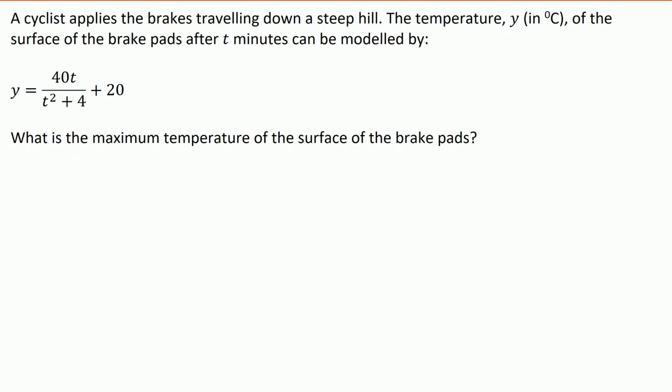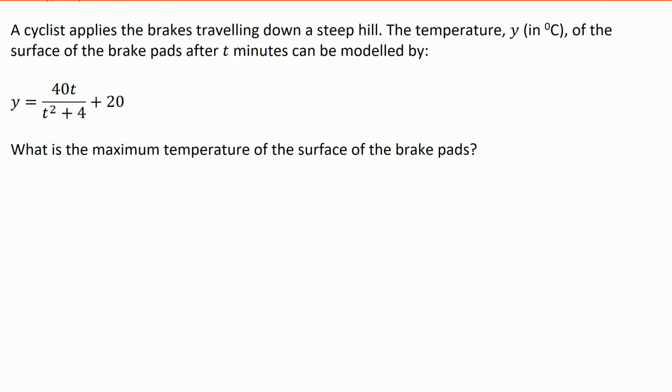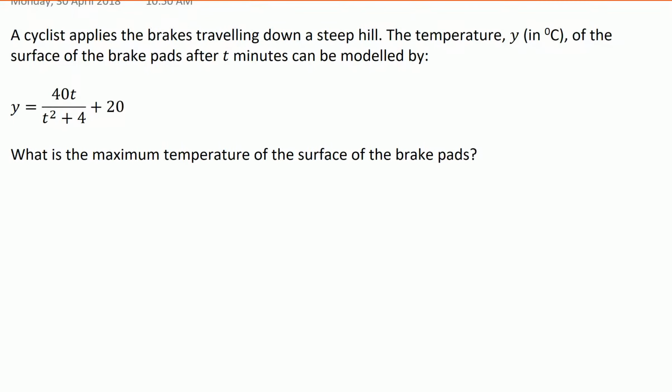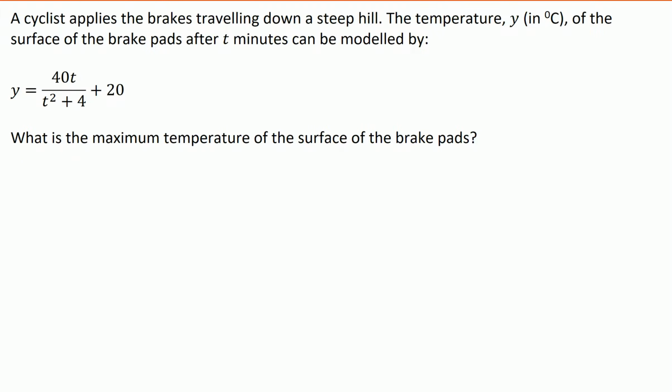Right, so we're starting to look now at a new topic, which is optimization. We're going to start off with the one variable type of optimization, where you're trying to optimize something, generally trying to find a maximum or a minimum within a context. We're quickly going to expand on this, but through this one here, we are trying to find a maximum temperature.